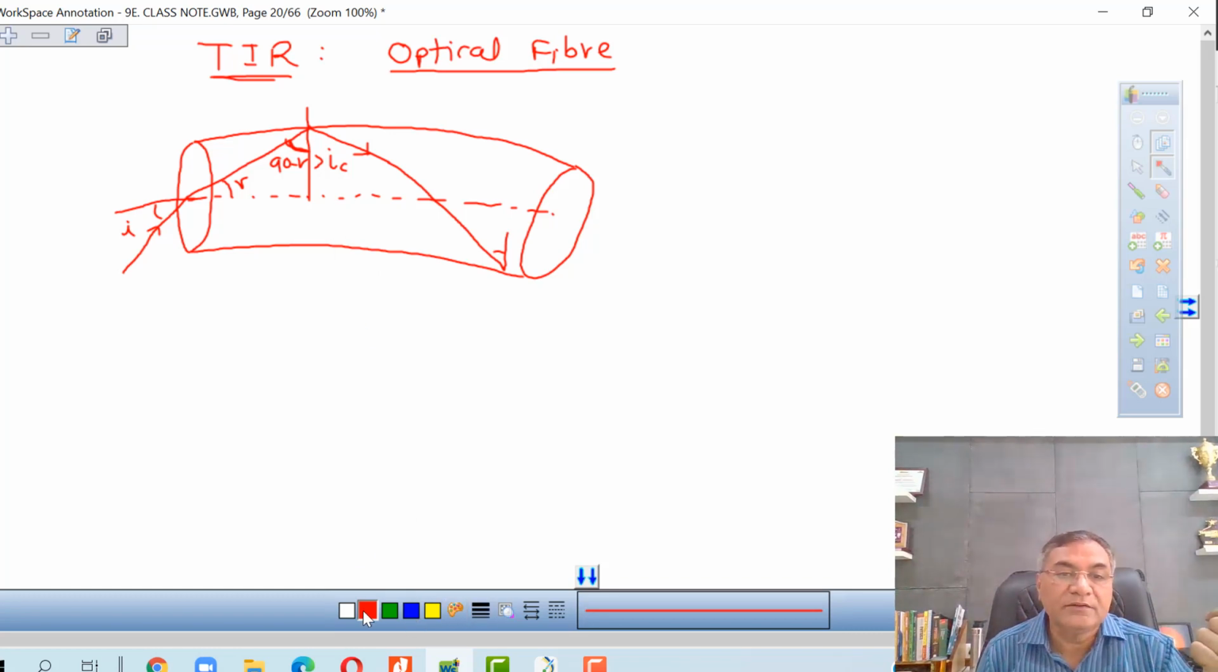It may be possible that sometimes, suppose something sticks over here, something touches here, or some other material comes in contact here. Then when reflection happens here, it may be possible that the condition may not be satisfied, because it depends on the relative refractive index, because sin iC is equal to outside refractive index upon inside refractive index. This is changed, so this ratio is changed. So now iC changes.